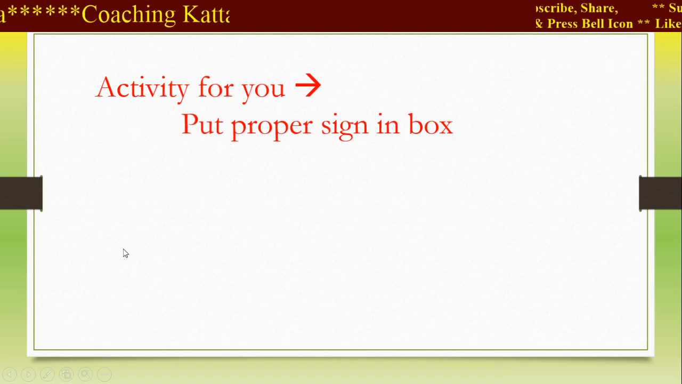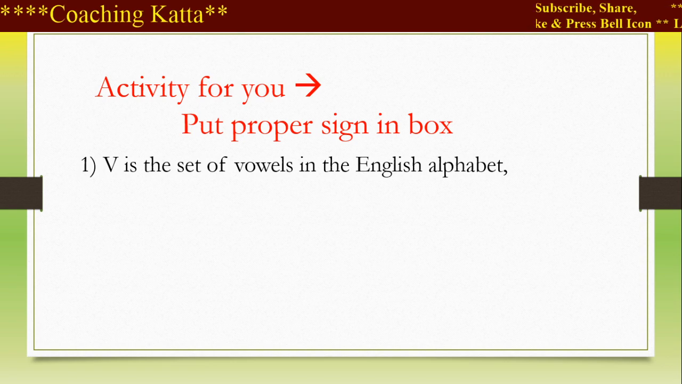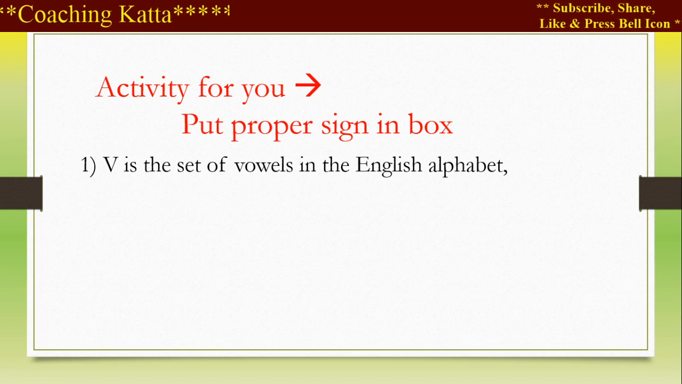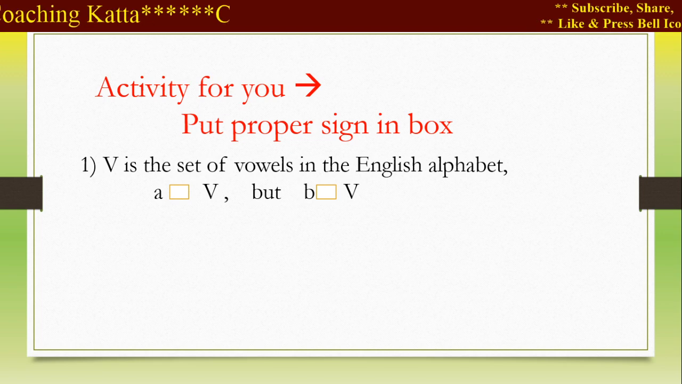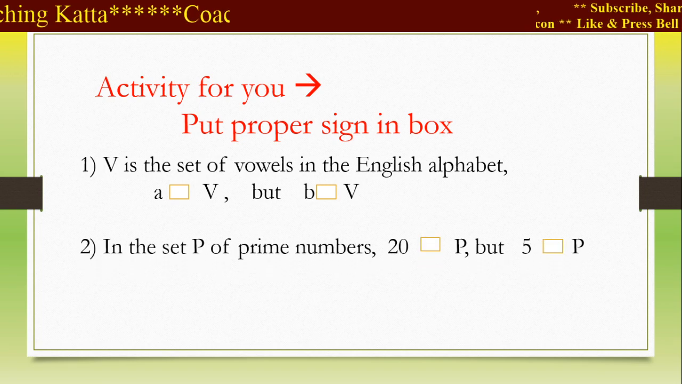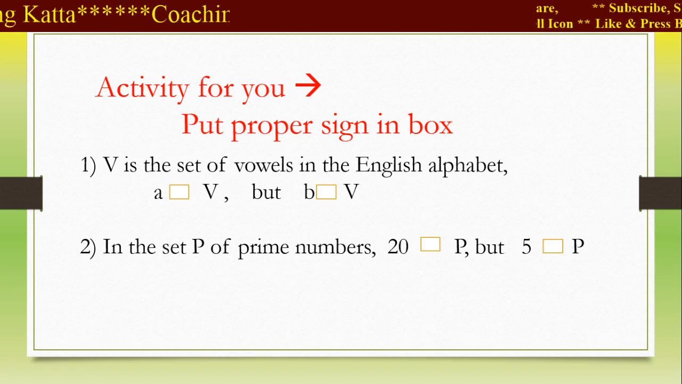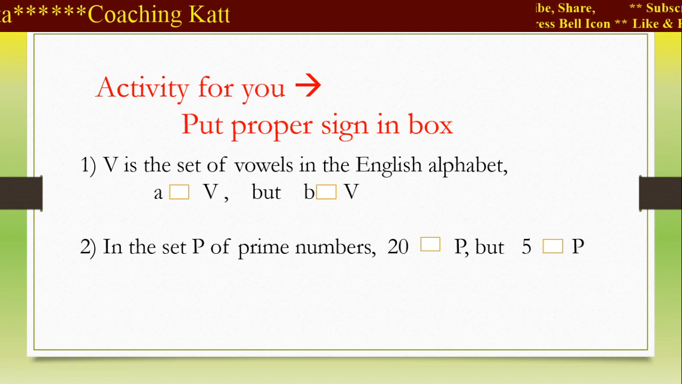Activity for you. Put the proper sign in the box. Write the example in your notebook. V is the set of vowels in the English alphabet. So put the proper sign in the box. Second example. In the set P of prime numbers, also write the proper signs in the boxes. Write in your notebook.